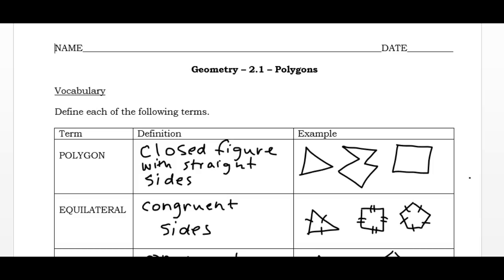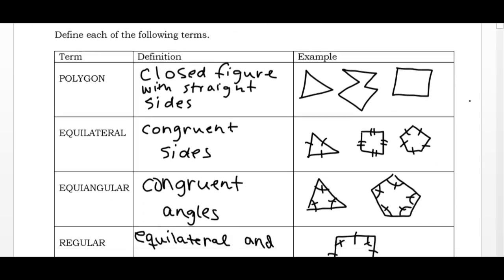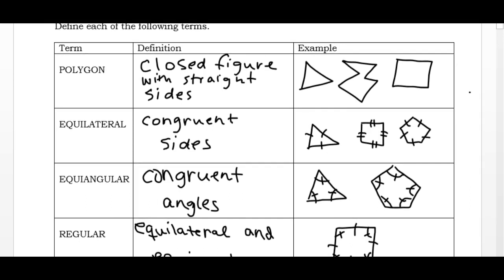This is Geometry Lesson 2.1, and in this lesson we're going to talk about polygons. So a polygon is a closed figure that has straight sides. So I have three different polygons here. We're familiar with some of the basic ones already, usually like a triangle or a square or a pentagon, but it can be any shape as long as all of the sides are straight and it closes itself.